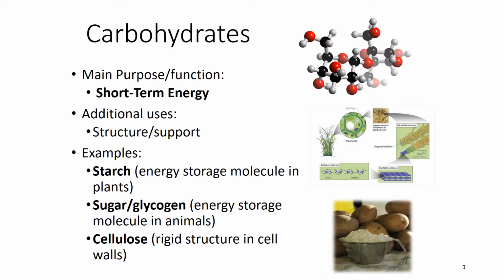So the first thing that we're going to talk about today, we're going to talk about this in a few parts, is carbohydrates. And the purpose of carbohydrates is short-term energy. You think of a sugar rush, right? So you have two main types of carbohydrates: complex and simple. Simple are your sugars, complex are going to be your starches. So if you eat any of those, they're going to be short-term energy.